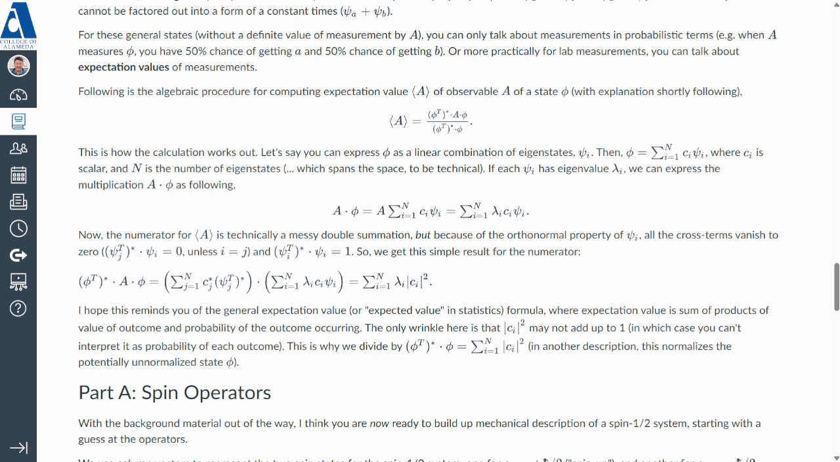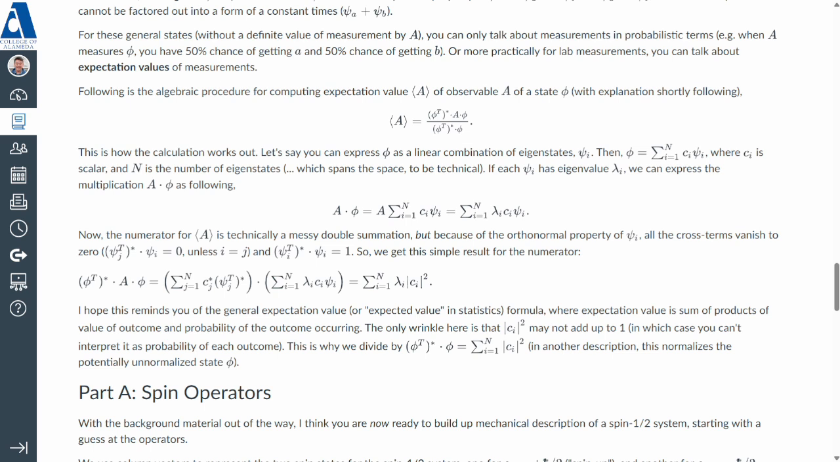explanation shortly following. The expectation value A in angle bracket is equal to the transpose of phi complex conjugate times the operator A times phi, divided by this whole thing, phi transpose complex conjugate times phi. This is how the calculation works out.